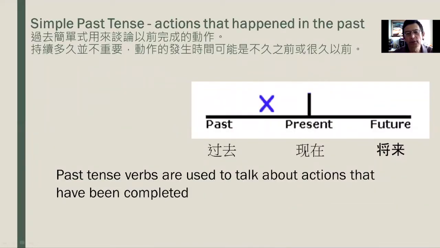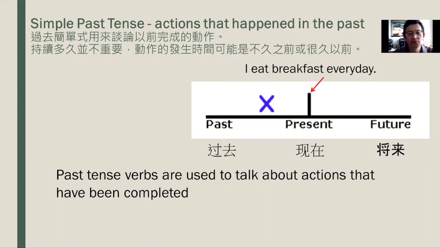Do you remember the slide from lesson 5? In English, past tense verbs are used to talk about actions that have been completed. If you look at this picture, the present is here, and this is the past. For things that happen here, you need to use verbs that are the past tense. English has verbs for the past tense. For the present tense, you would say, I eat breakfast every day.